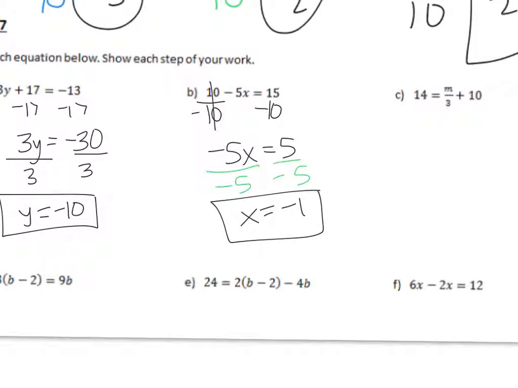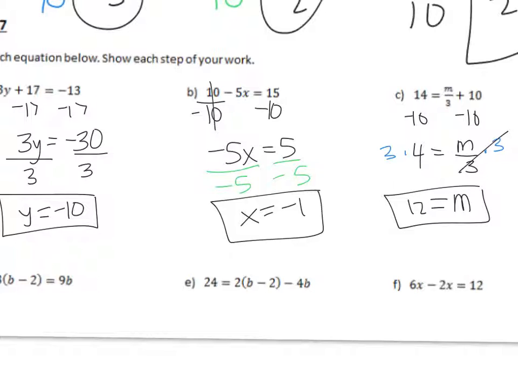Letter C, subtract 10 first from each side. So 4 equals m divided by 3. Now you're going to want to multiply both sides by 3. If this is dividing, so you're going to multiply both sides. This cancels out, so m equals 12 is your answer, because 4 times 3 is 12.